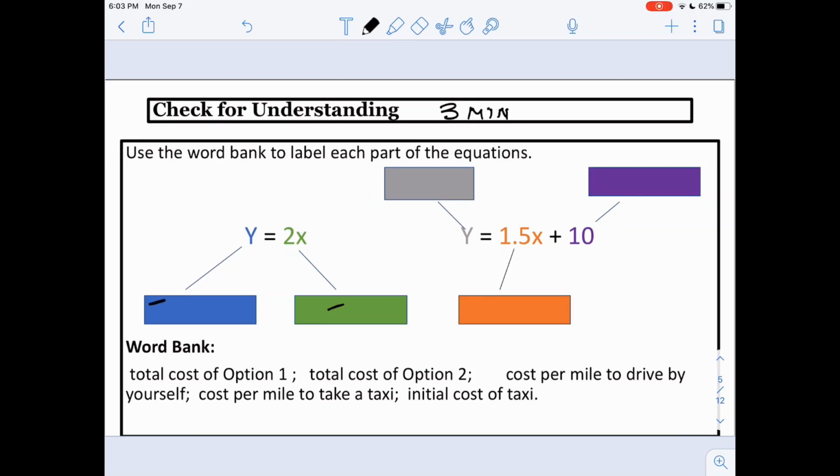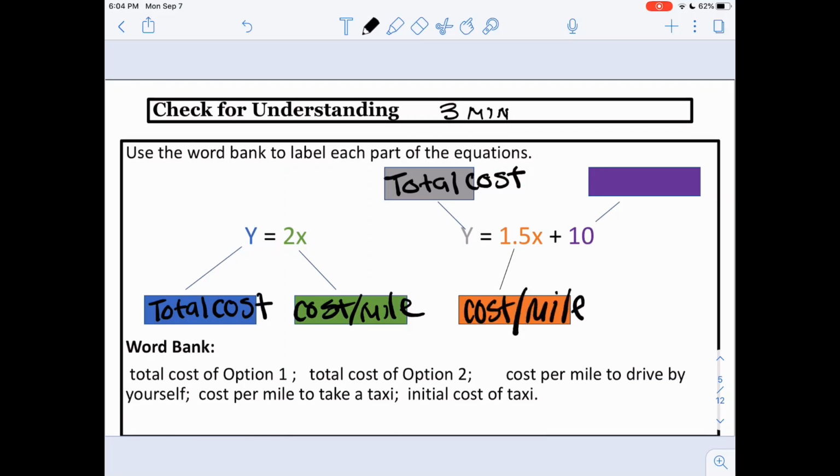This y is the total cost of option 2, which makes this y the total cost of option 1. 2x represented the cost per mile to drive by myself. 1.5x represented the cost per mile to take a taxi, and the 10 represented the initial cost of the taxi.